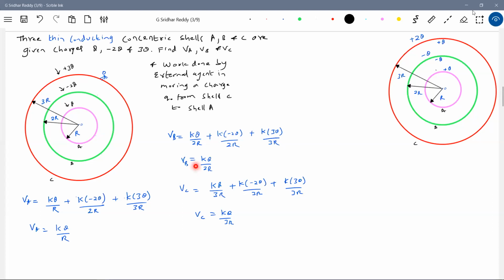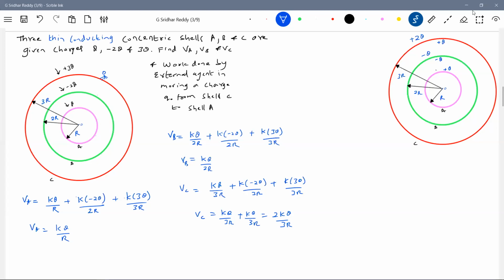Okay, we got the potentials, you see. This is minus 2KQ by 3. Oh, this is minus 2Q. I didn't see. Then I think it will be 2KQ by 3R. Yes.